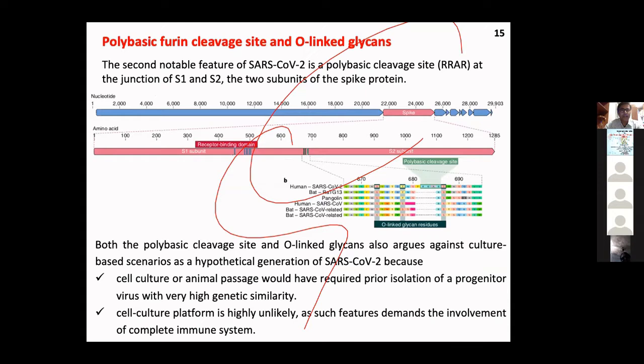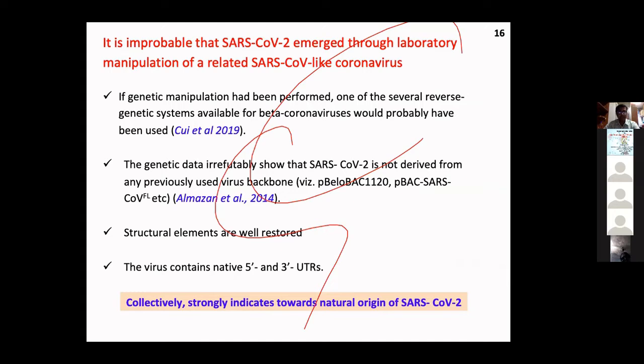So the second notable feature is the polybasic cleavage site. The polybasic cleavage site and O-linked glycans can also argue against a cell culture based scenario, as cell culture or animal passage would have required prior isolation of a progenitor virus or a homologous virus. That's impossible or improbable, and the cell culture platform is highly unlikely because such a feature demands the involvement of a complete immune system, which is absent in cell culture, because in cell culture the adaptive branches of the immune system are totally absent.